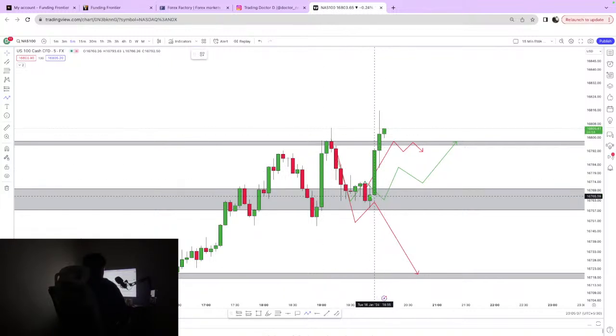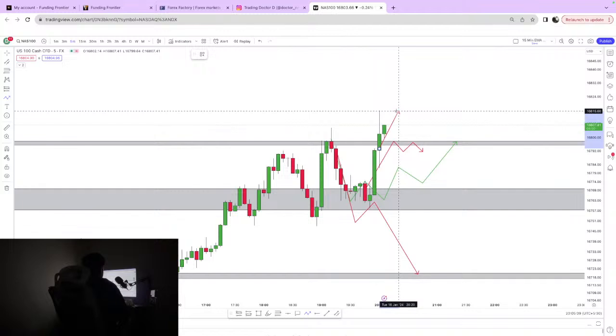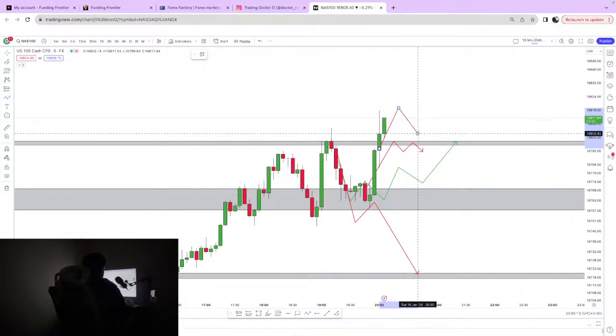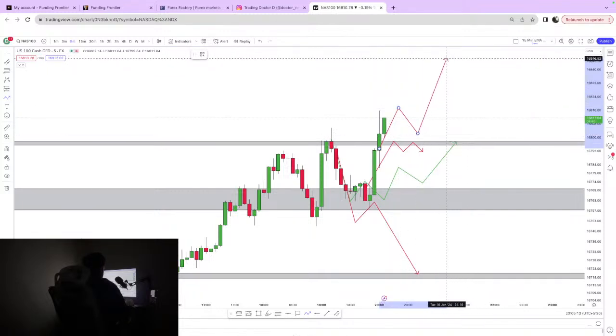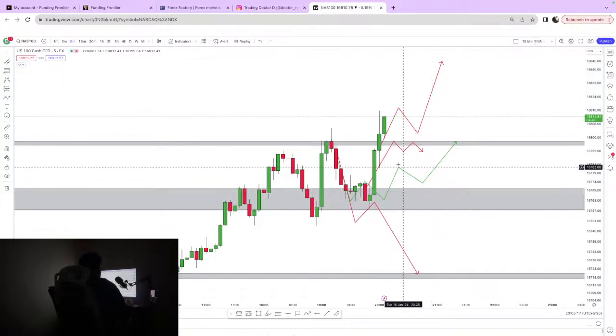If it breaks out, now what we can think is breaking out and a kind of a retracement or a retest, and then a trade, right?